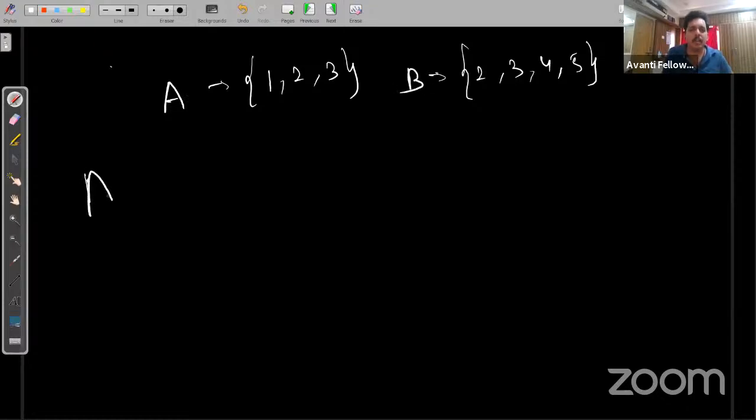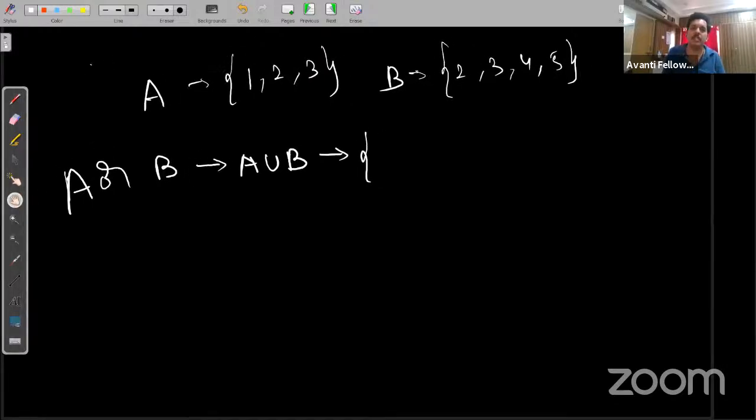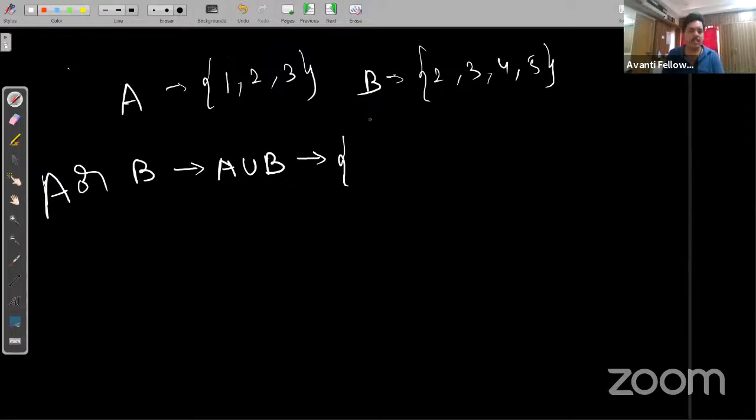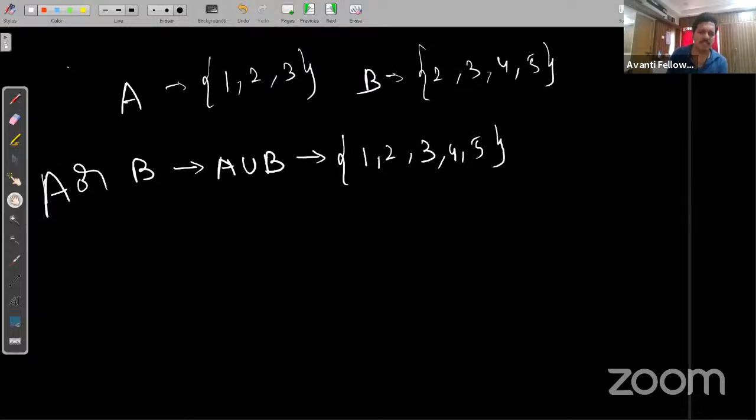If someone is asking you A or B, what is the meaning of A or B? It is nothing but A union B. Can anyone tell me what A union B is? All the elements together, in A as well as B, is called A union B. So what is the set of elements? It is 1, 2, 3, 4, 5. You should not miss a single element, guys. I think everyone knows these small things.